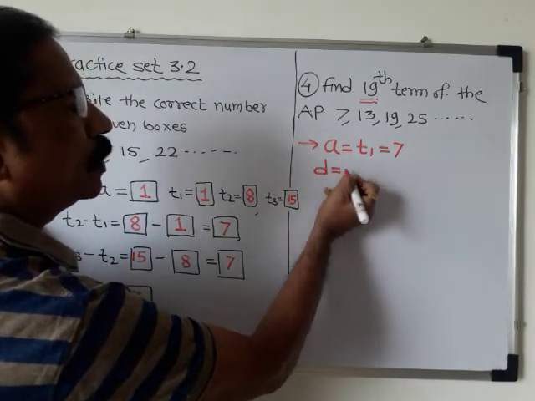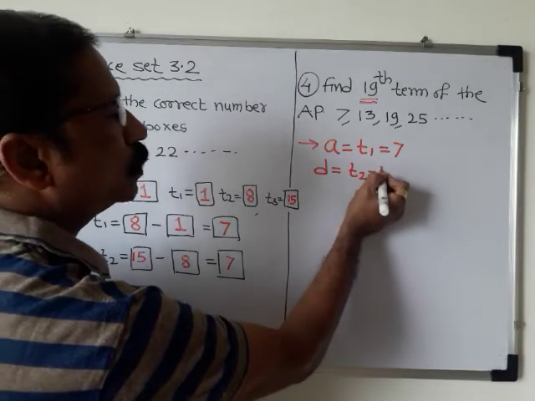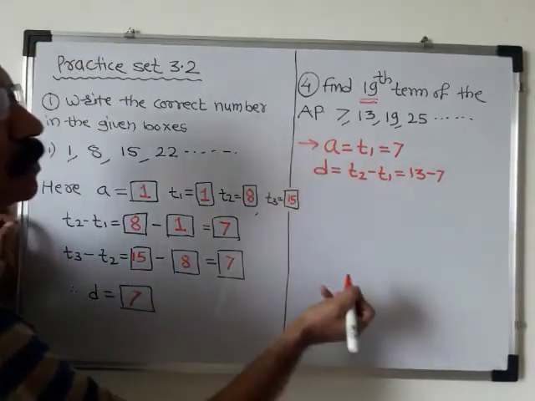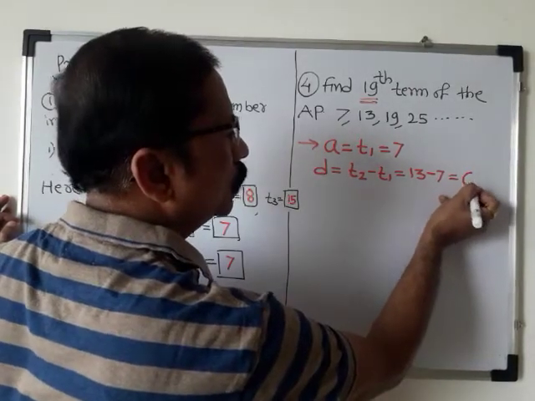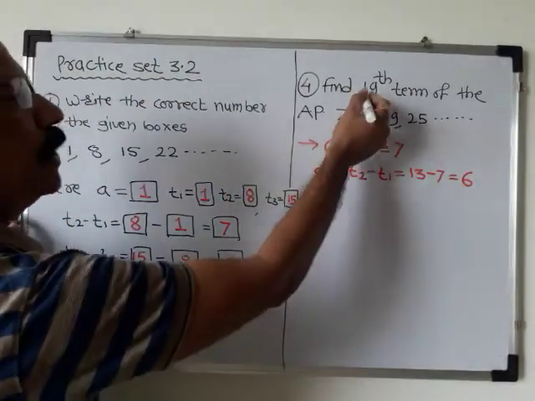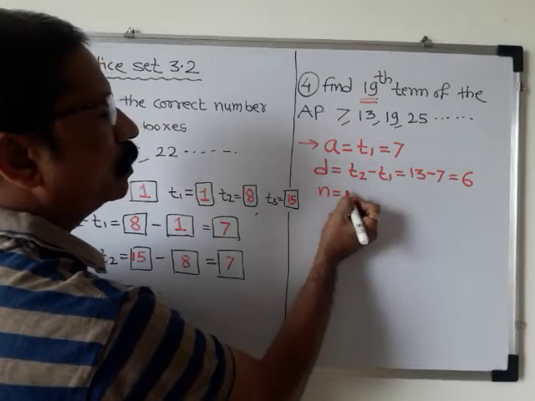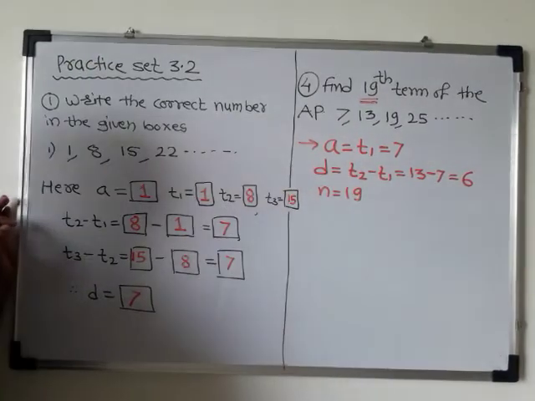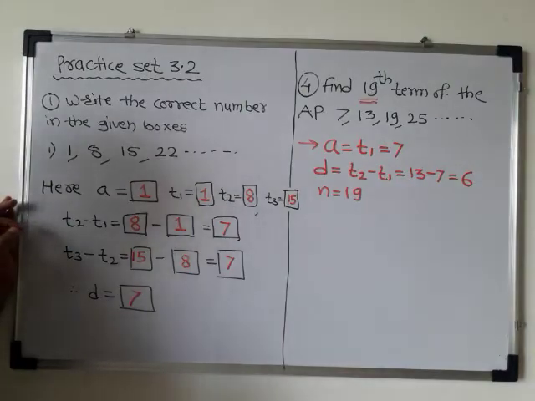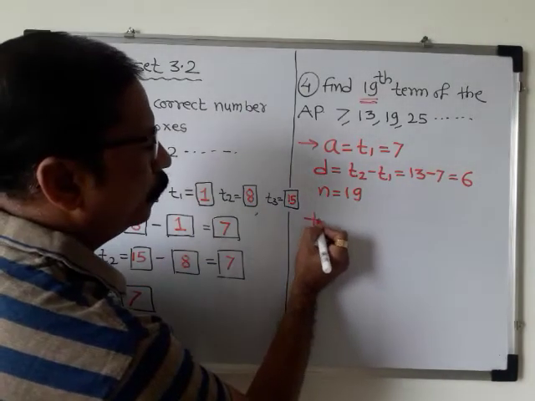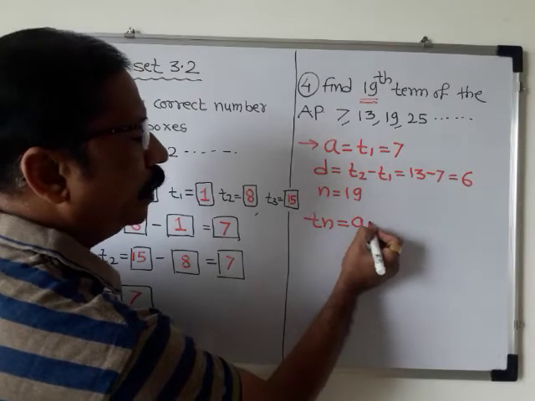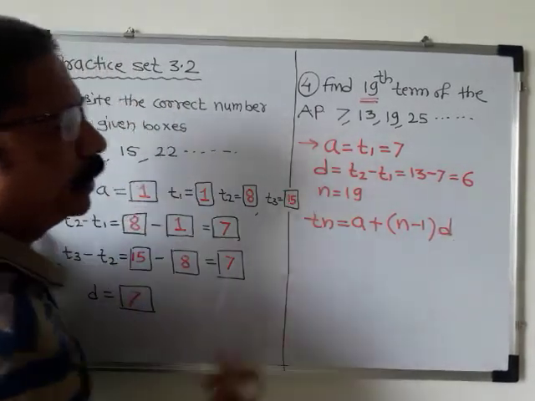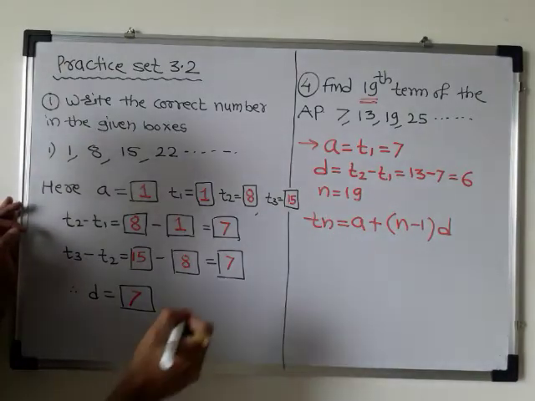D means common difference, the difference between any two consecutive terms, that is 13 minus 7 is equal to 6. And you have to find the term at the 19th position. So n is equal to 19. Now write down the formula. Tn is equal to a plus (n minus 1) into d, and substitute the values.